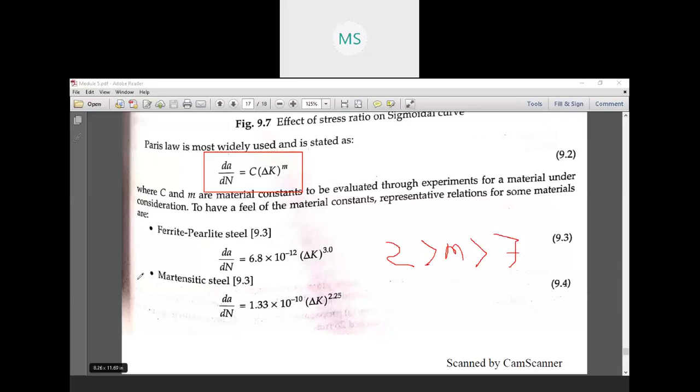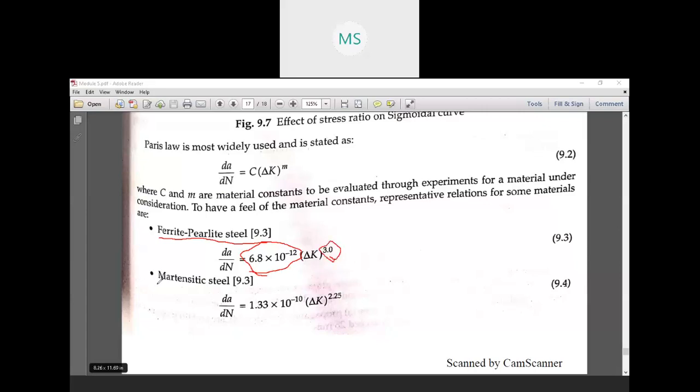So, for example, let us see some of the da/dN relations, or the Paris equation, for different systems. For ferrite-pearlite steel, this is the constant value, which we call the material constant. It is a combination of all kinds of constants which a material possesses. Understood? Length, width, height, its material properties, whatever it is. And this is the slope. Slope must always vary between 2 to 7.